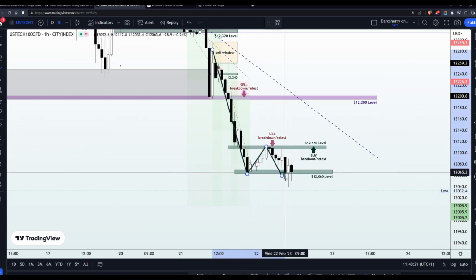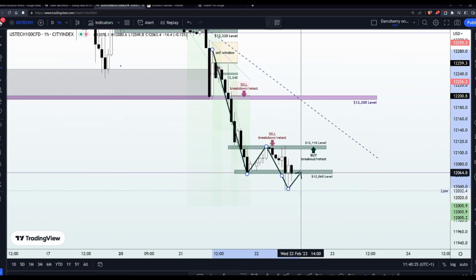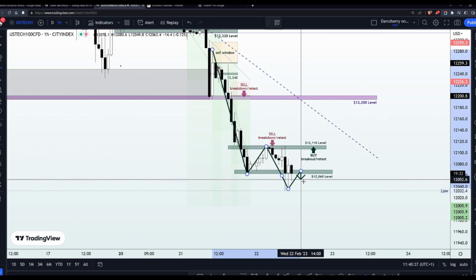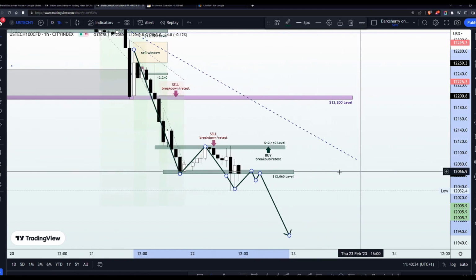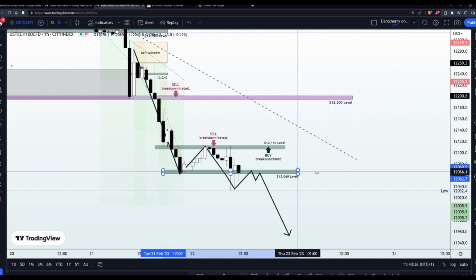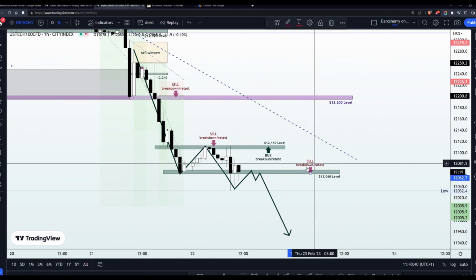So if it so happens the price action breaks down to the $12,060 level here, then that will transition into a continuation pattern. Continued selling pressure below the structure on our lower time frame will definitely be giving us an opportunity to add more position to our current sell position at this point. So these are my views here on the USTECH.